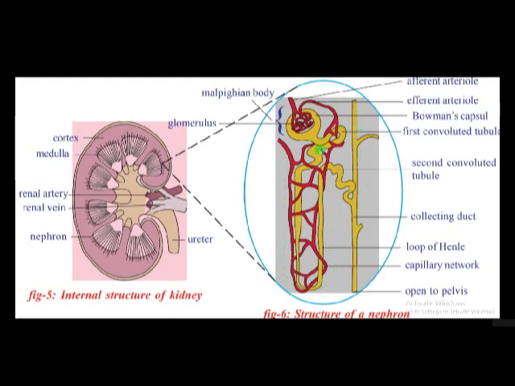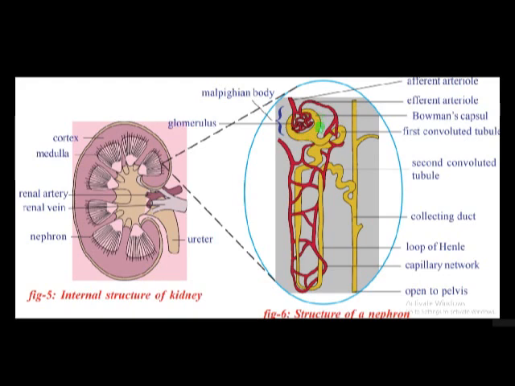This is called renal tubule. And this portion is called Malpighian body. First, we look at the Malpighian body. If we observe the Malpighian body, it contains mainly two structures: a cup-like structure and a bunch of blood vessels. This cup-like structure is called Bowman's capsule or Bowman's cup.